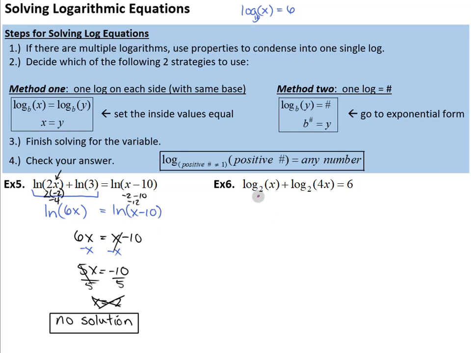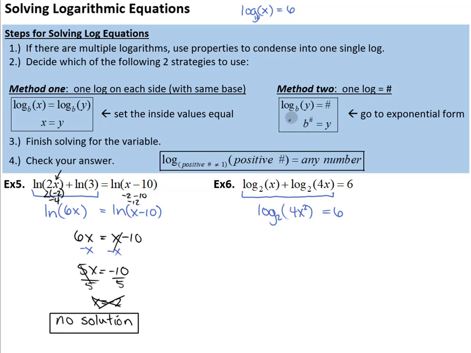6. Here we've got some logs on the left and a number on the right. I think my goal is method 2. Let's get one logarithm equal to a number. So we will need to condense these on the left again. And once again, because they're being added, we can use the product rule. So we can write them as one log if we multiply their insides. X times 4x is 4x squared.